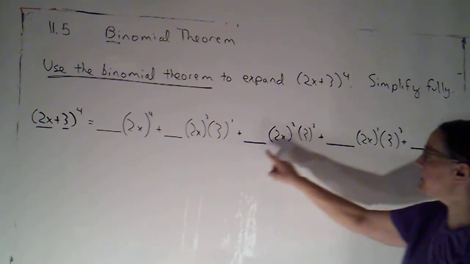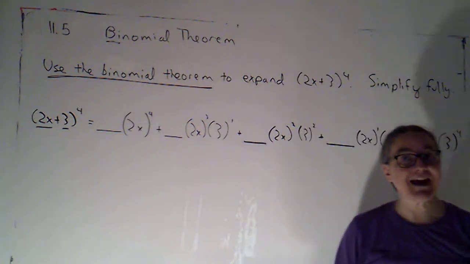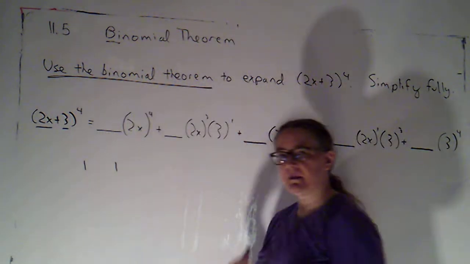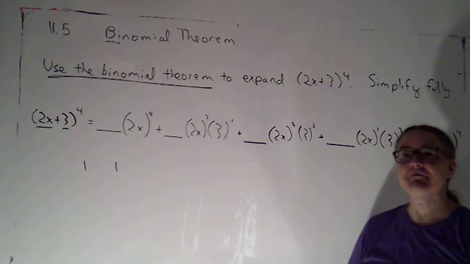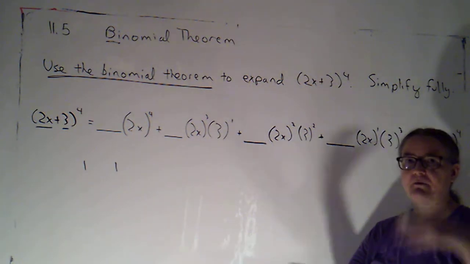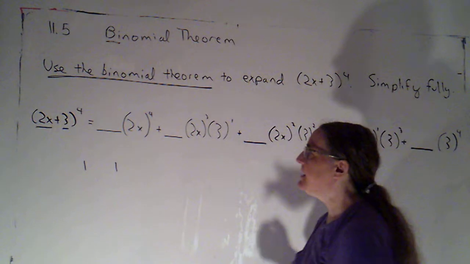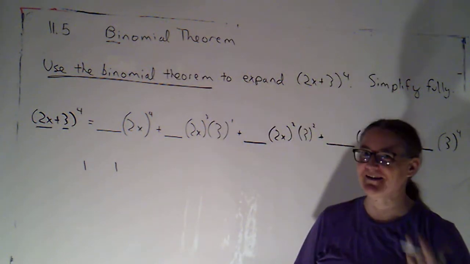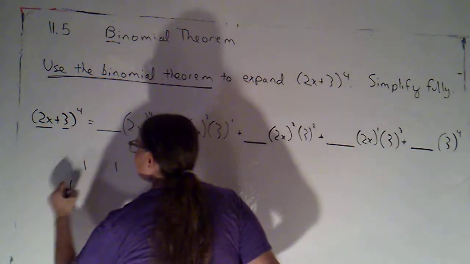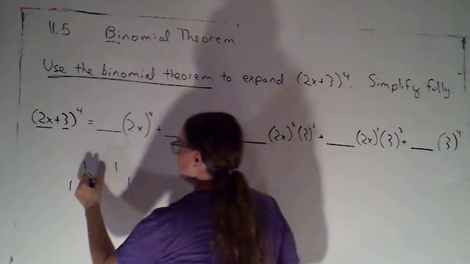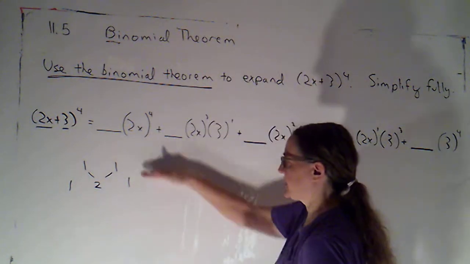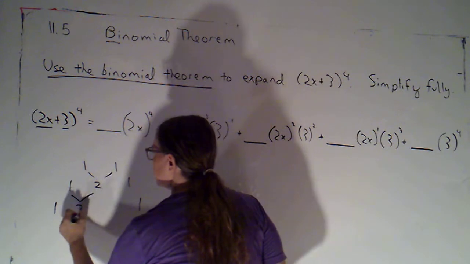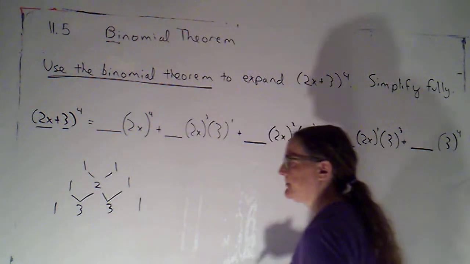And now I need to fill in the coefficients. Now to do that, I use Pascal's triangle. So remember, we always start with 1, 1. Those are the coefficients I would have for (a + b)^1. I would have 1a and 1b. Okay. In this case, (2x + 3)^1 would be 1 copy of 2x and 1 copy of 3. All right, we work our way out, and that's 2. That's my second row. Here's my third row. 1 plus 2 is 3. 2 plus 1 is 3.